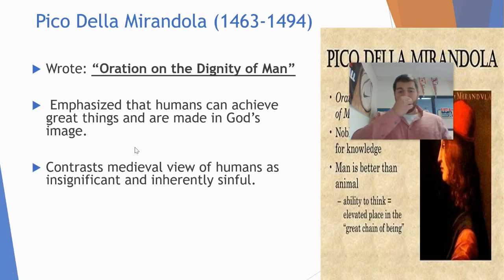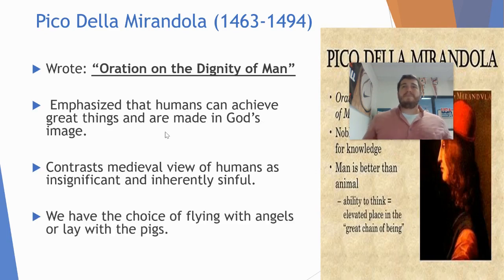This book is important because it emphasizes that humans can achieve great things and that we're made in God's image. Basically, during the Middle Ages, people were taught that humans are insignificant. Your life doesn't matter. It's about praising God. You're sinful. You're a bad person no matter what you do. But Mirandola is going to change that and basically say, no, we're made in God's image. We have the choice of flying with angels or being with the animals, lying with the pigs.